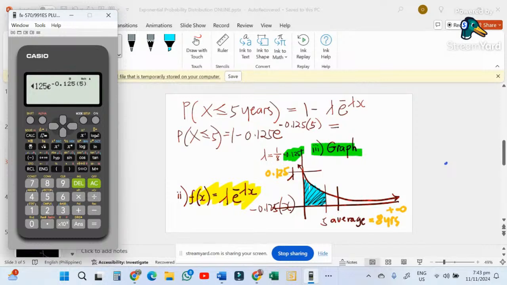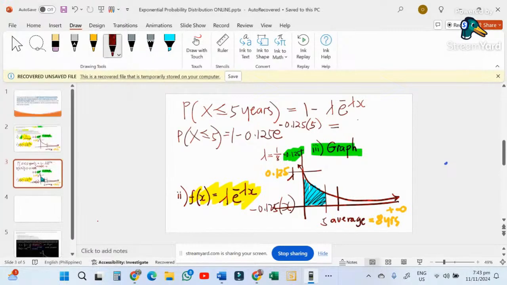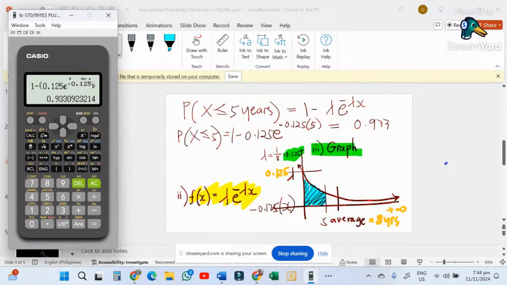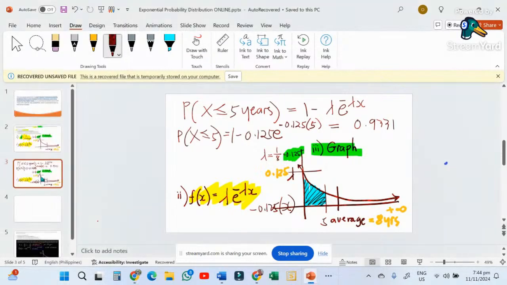Okay, so we have 1 minus 0.125 up to there. Let's see what I have written here. 1 minus, I have a bracket, so I'll better put a bracket at the end as well, of 5. There you go, and you do equals there. So you have 0.933, or that would be 93.31. So that is 93.31%.